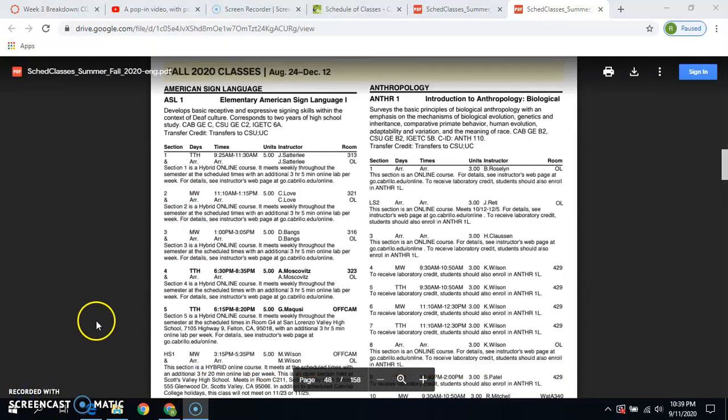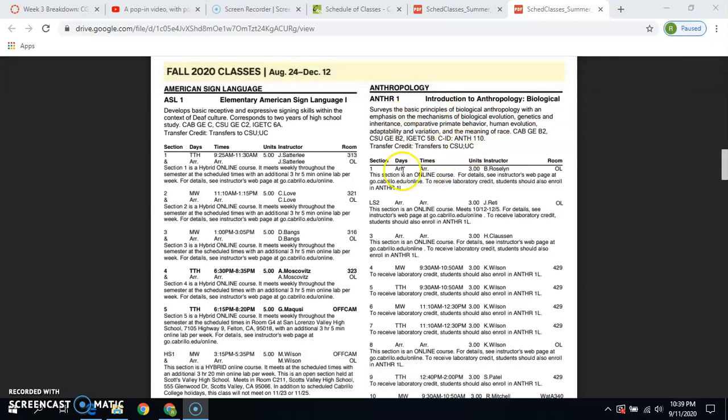Another example I want to share with you is Anthropology 1, Introduction to Anthropology, Biological. Same thing, it shows your course description. It tells you that it transfers to the Cal State and the UC system. Section 1 tells you that the days are arranged, the times are arranged. It tells you the units, the instructor, and it shares with you that the course is online. Therefore, there is no meeting days or times.